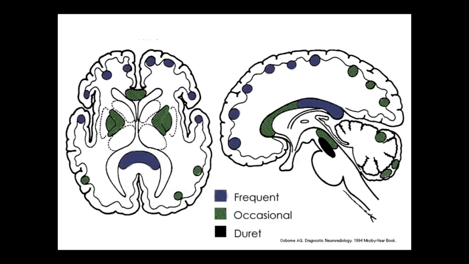These are the typical locations for traumatic axonal injuries, most commonly at the cortical gray-white junction, but with higher energy mechanisms, they can be seen in the basal ganglia and the corpus callosum. And Duret hemorrhages are a special case in which you get petechial and axonal injuries from herniation of the brainstem.